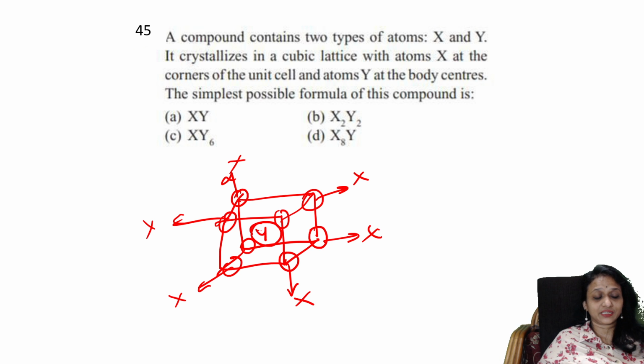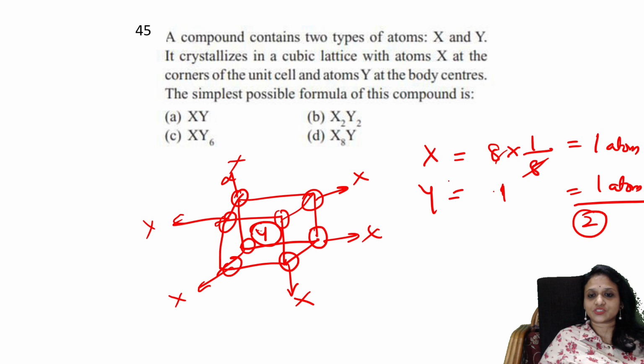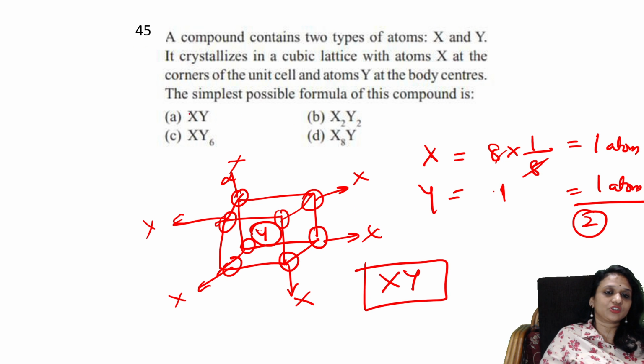Now observe carefully, students. There are 8 corners. So X is contributing how many? Each corner contributes 1 by 8th part, so 8 corners give one atom. Y is at the body center, so only one. It's not shared by anything. So one atom. The total is 2 atoms. Now check, X is how many? 1. Y is how many? 1. So the formula is XY. So the correct option is easy.